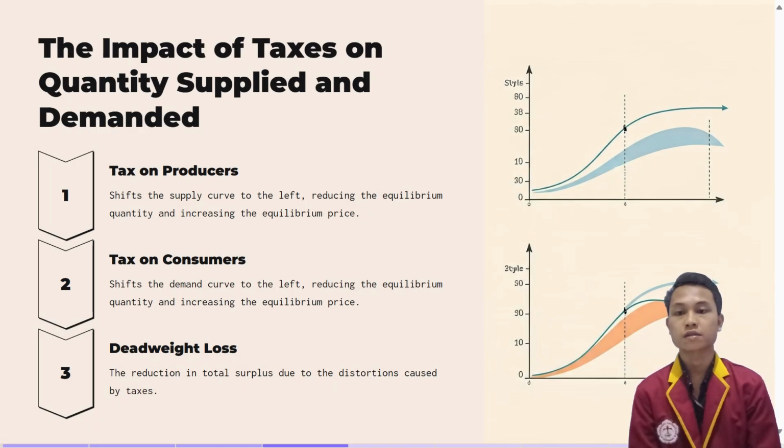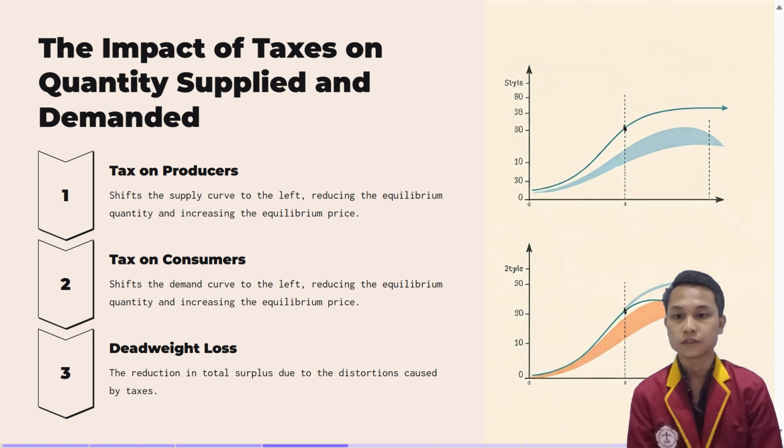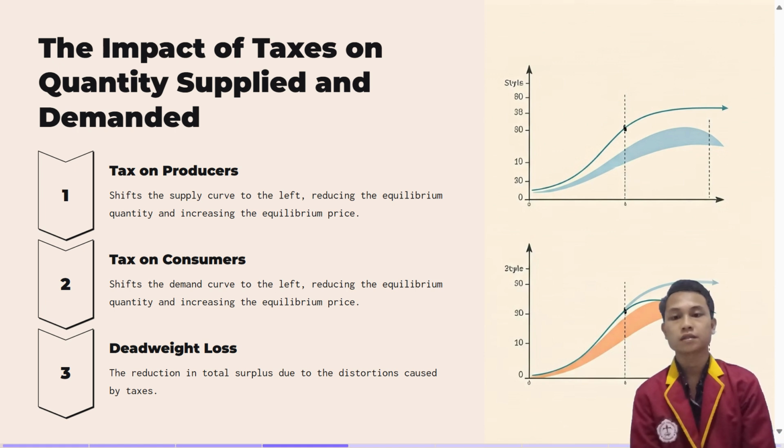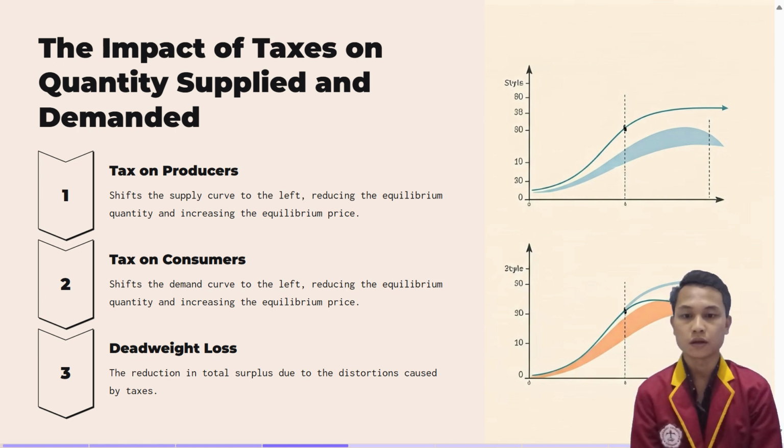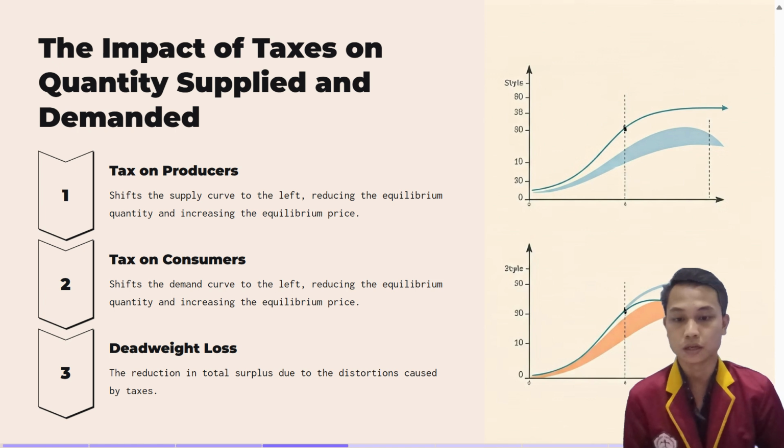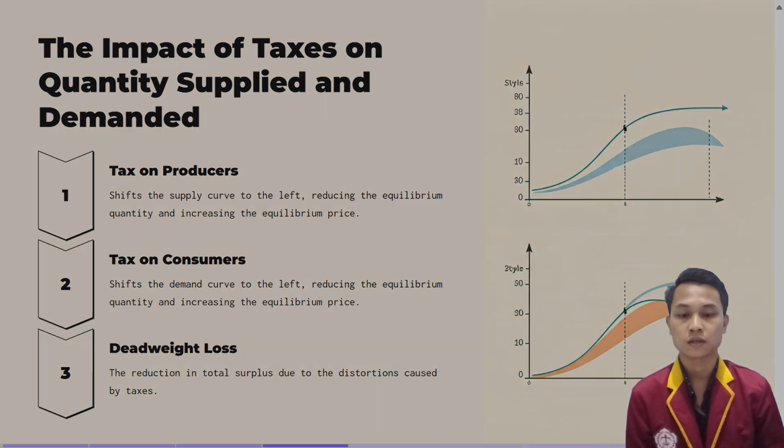The impact of tax on quantity supplied and demanded. One, tax on producers shifts the supply curve to the left, reducing the equilibrium quantity and increasing the equilibrium price. Two, tax on consumers shifts the demand curve to the left, reducing the equilibrium quantity and increasing the equilibrium price. Three, deadweight loss, the reduction in total surplus due to the distortion caused by tax.